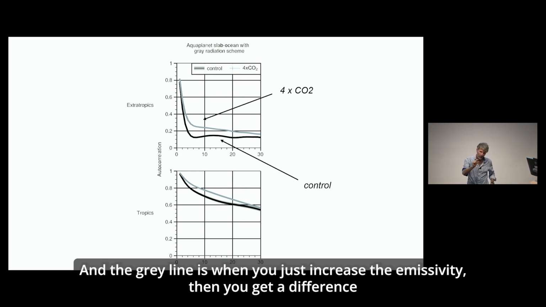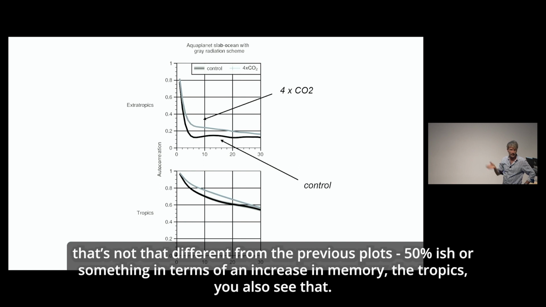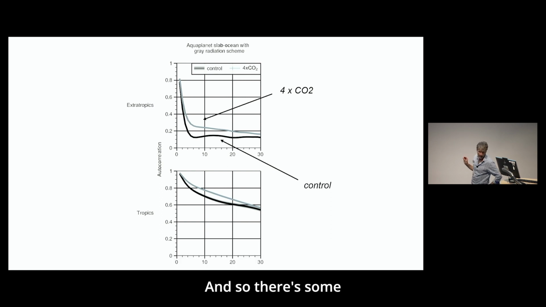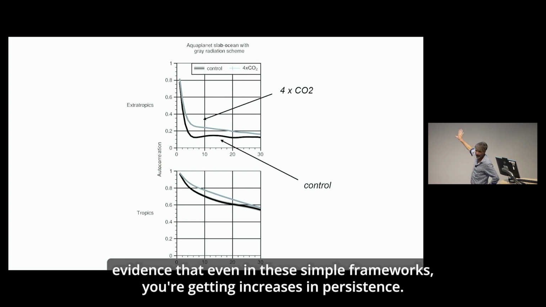And the gray line is when you just increase the emissivity, then you get a difference that's not that different from the previous plots, 50%-ish or something in terms of an increase in memory. The tropics, you also see that. So there's some evidence that even in these simple frameworks, you're getting increases in persistence.